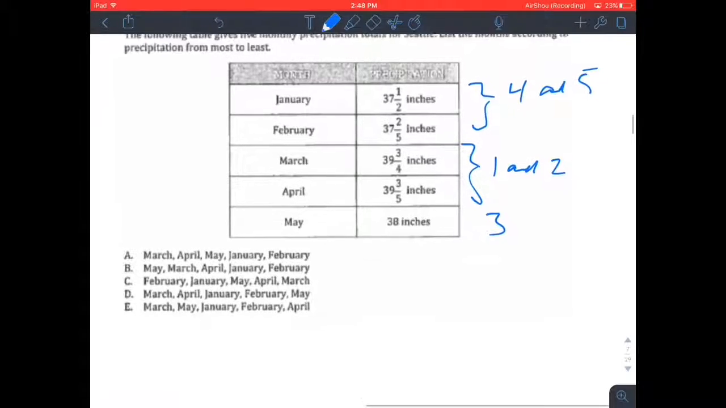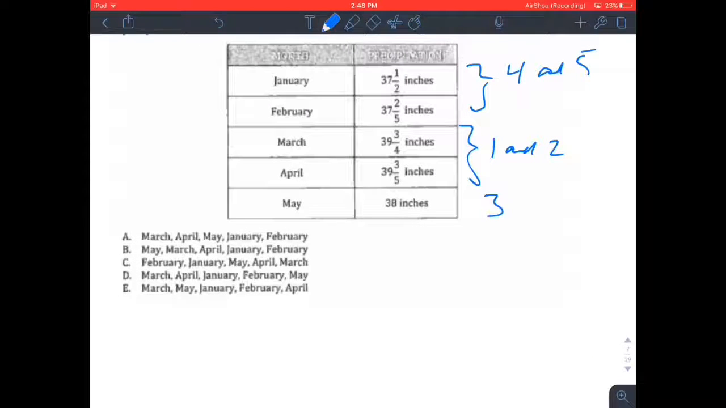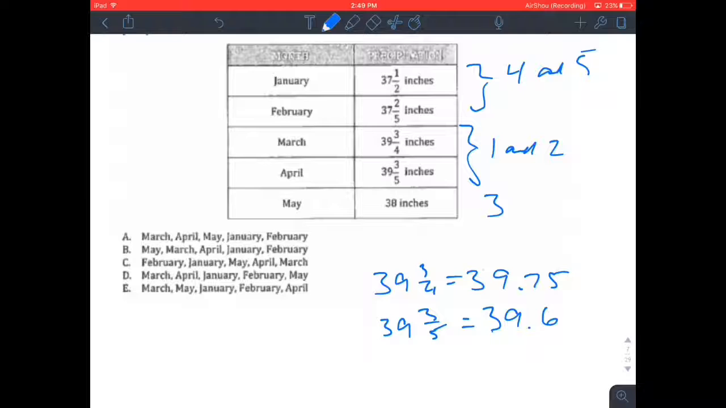So 39 and 3/4 and 39 and 3/5. The easiest, fastest way to do this, I should say, is to put these into your calculator. 39 and 3/4 is going to be 39.75. 39 and 3/5 is going to be 39.60. So this one's bigger, which means we are now at 1, 2, 3. Then comparing the half and the 2/5, 2/5 is less than half, because 2.5 out of 5 would be half. So this is 4 and 5.